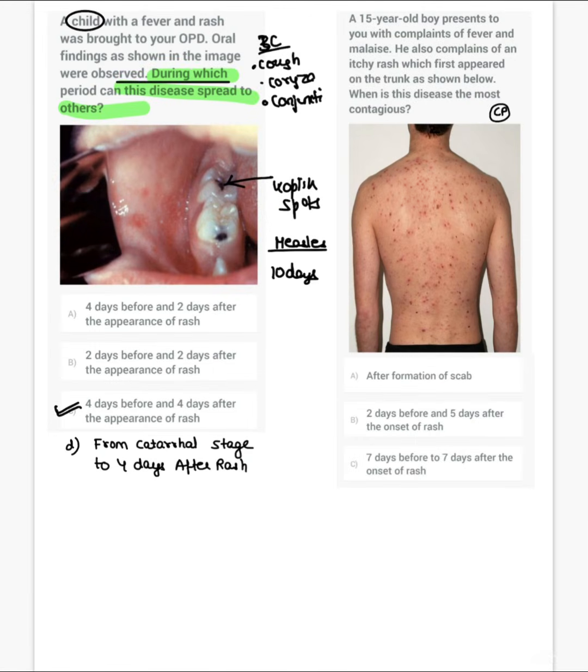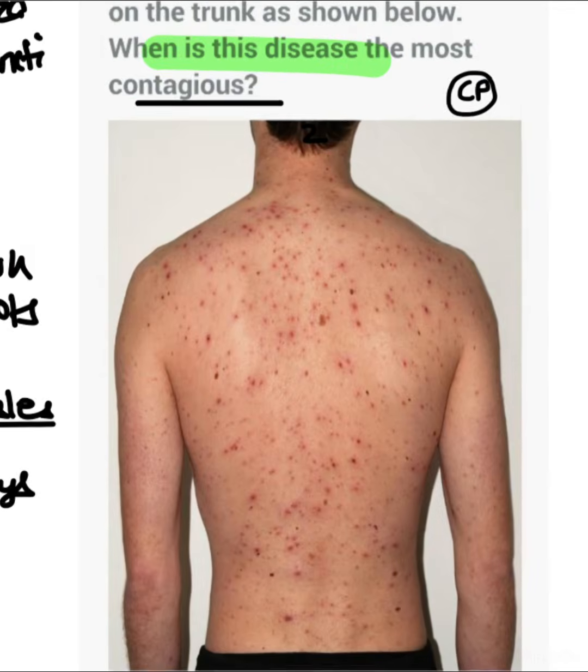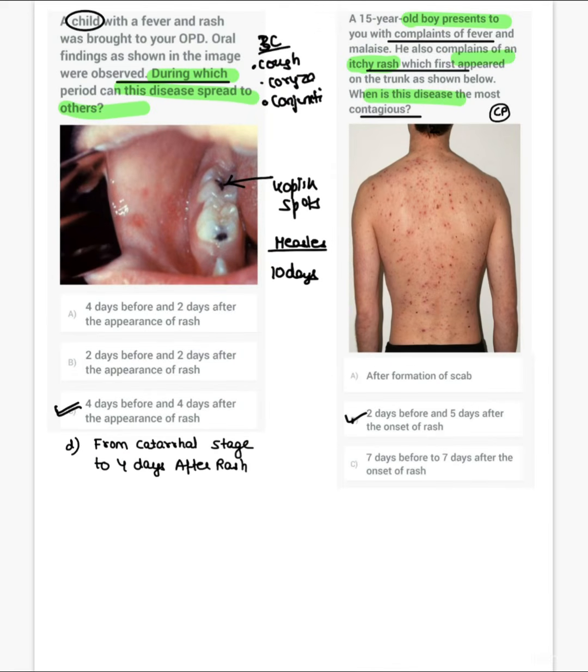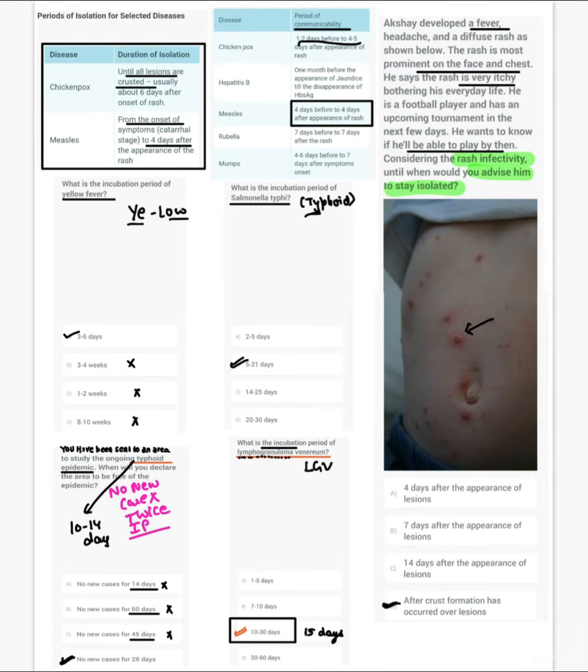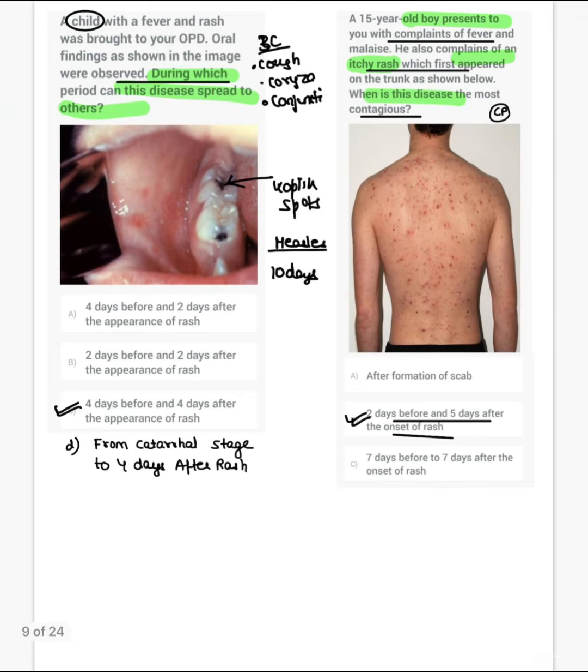Coming on to the next one. This is a 15-year-old boy. He complains of fever, malaise, and has an itchy rash. Do you see, the chickenpox rash is itchy, which first appeared on the trunk. If you look at the rash, this looks like a chickenpox rash. So when is the disease most contagious? That is 2 days before to 5 days after the onset of rash. Also for chickenpox, that is 1 to 2 days before to 4 to 5 days after. The disease is most contagious during this time.